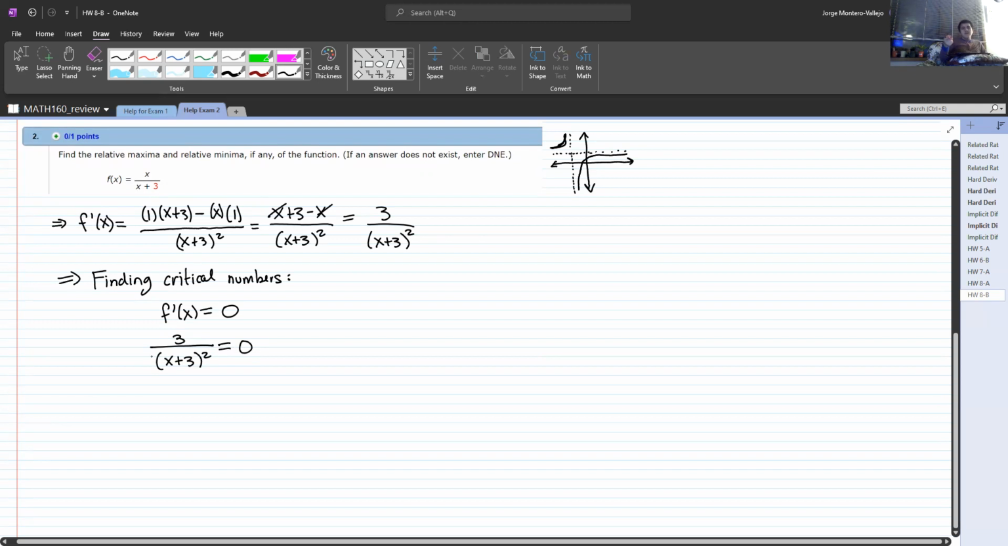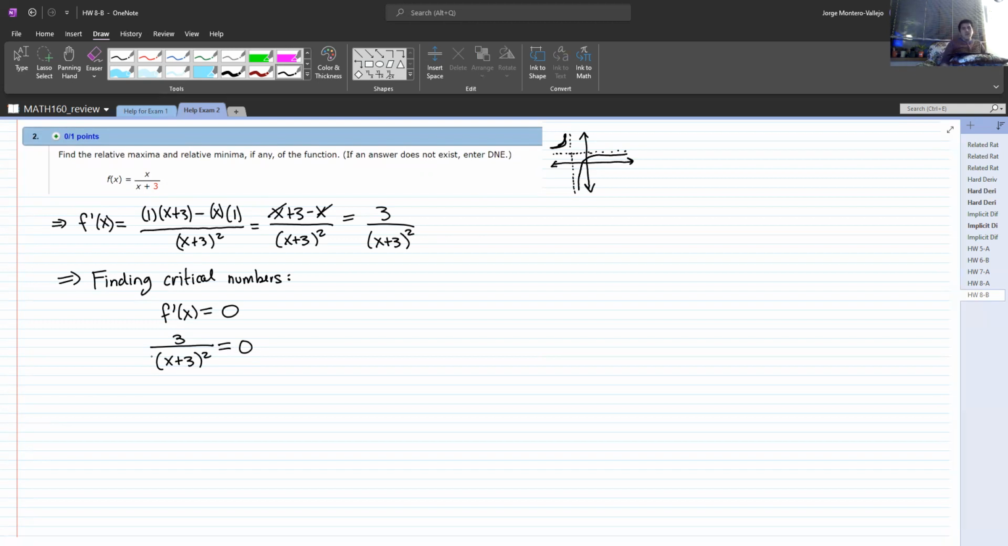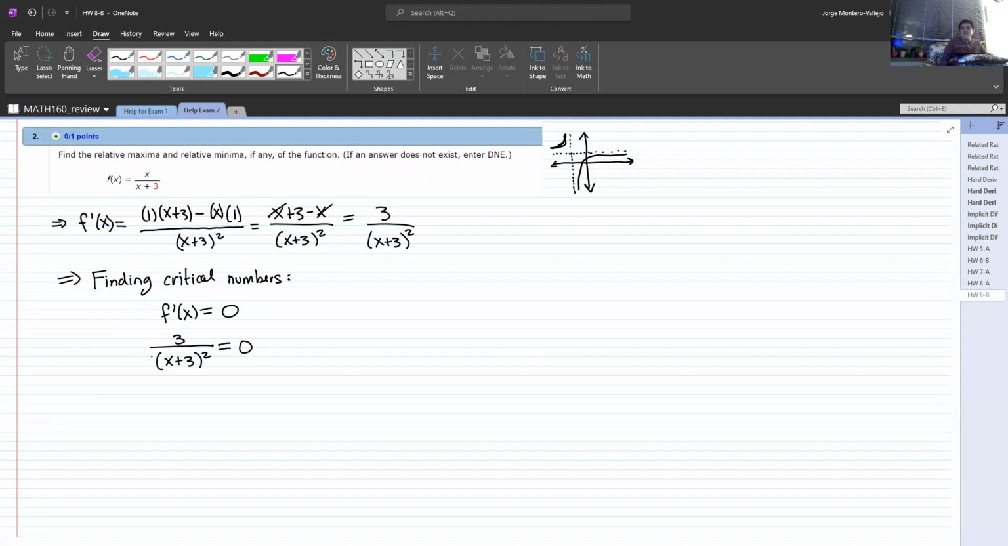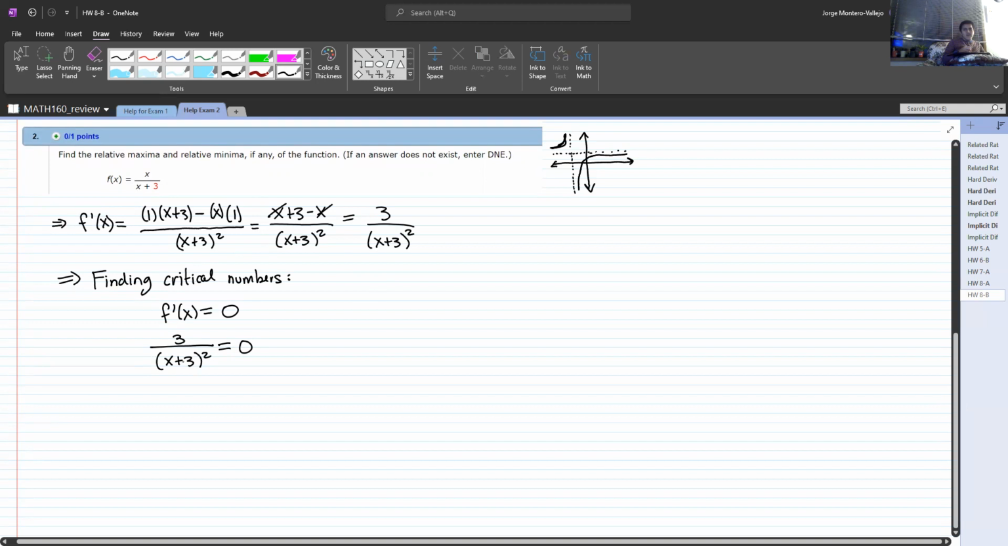If you look at it, there is no x value that will make the fraction equal to 0. The numerator is always 3, and the denominator can never make the fraction equal to 0. You could think of the problematic number of -3, which would make the denominator 0, but 3 over 0 is not 0. Any other number will give you some non-zero number. You square that, still non-zero. 3 divided by a non-zero number, still non-zero. So there is no solution for this equation.